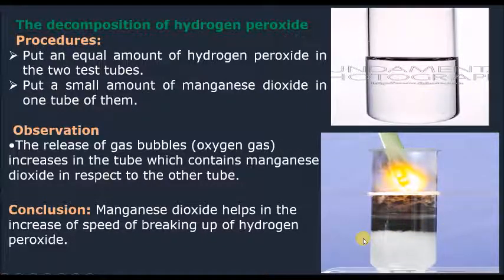هنشوف هنا انه ال amount of oxygen gas evolved increases than this tube. A reaction in both tubes will happen, but in the presence of manganese dioxide the reaction takes less time and it goes faster than in this case. يبقى هنقول إنه المنغنيز dioxide only helps in increasing the speed of chemical reaction by increasing the breaking up of hydrogen peroxide to form water and oxygen.